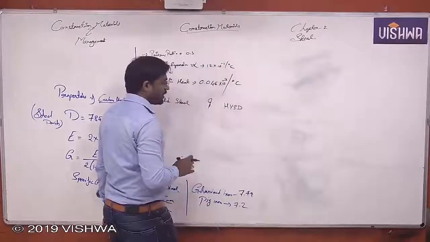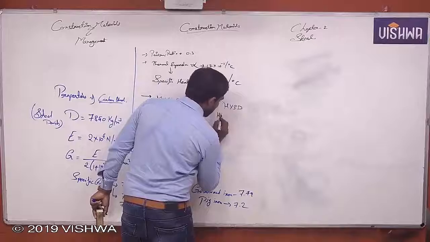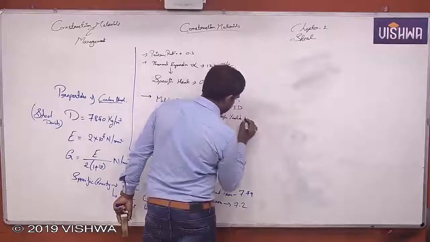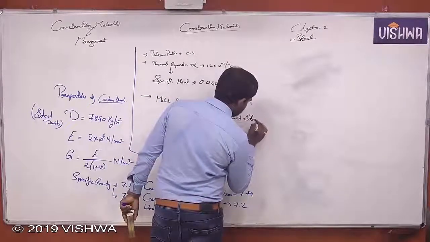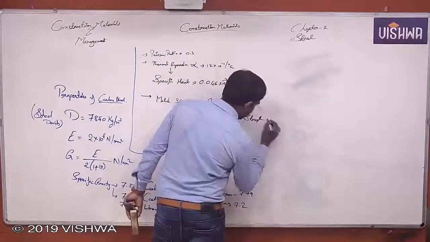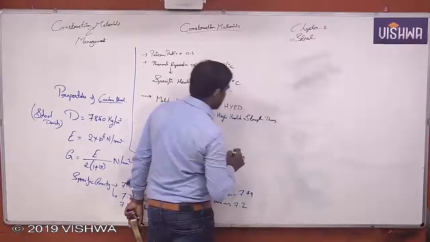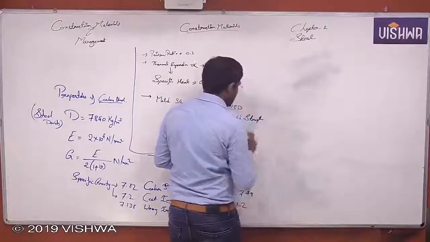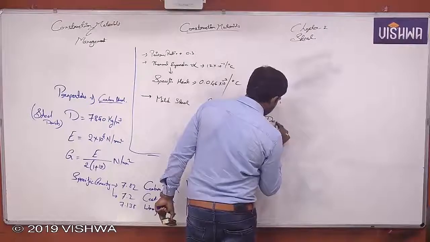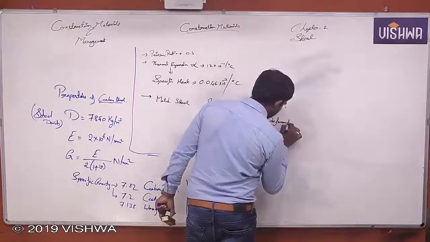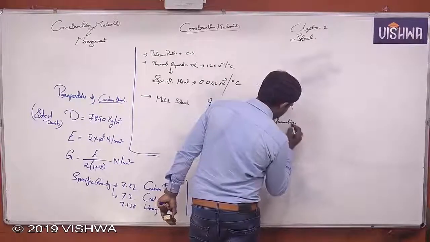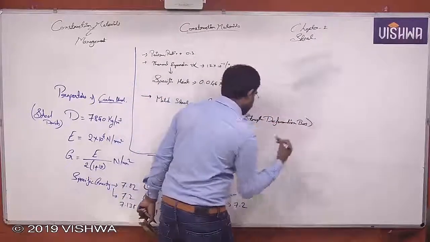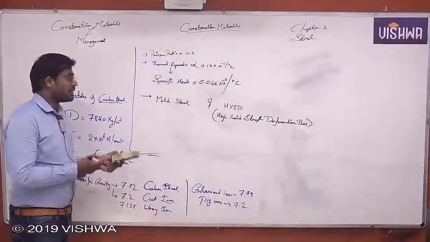HYSD, which is generally abbreviated as HYSD, is nothing but high yield strength deformation bars. This is what we abbreviate as HYSD. What is mild steel and what is HYSD?